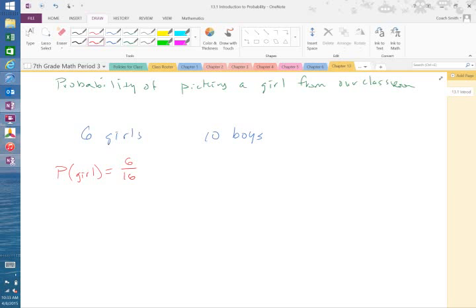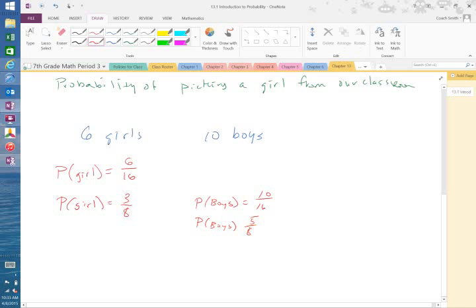So you would reduce that down to 3 over 8. So the probability that you would choose a girl, coming in here blindfolded and choosing a girl, would be 3 over 8. So if we had the probability of boys, that would be equal to 10 over 16, which is 5 over 8.